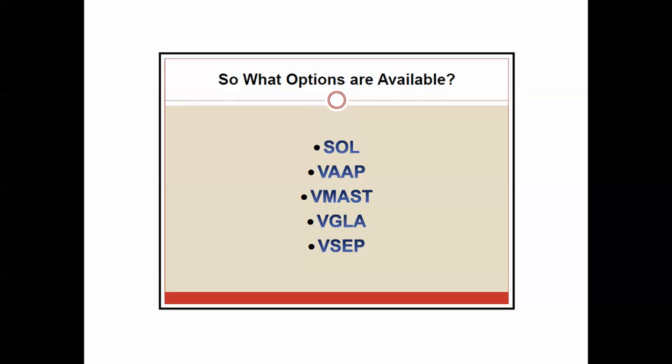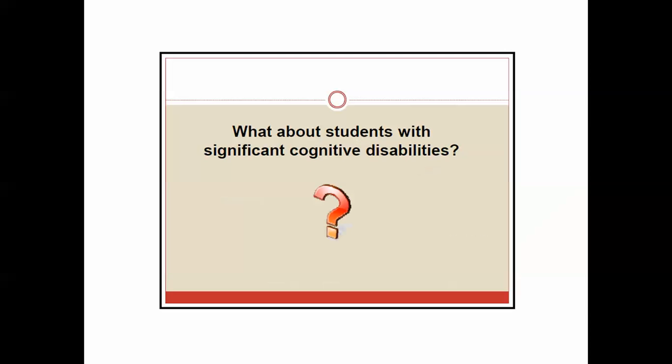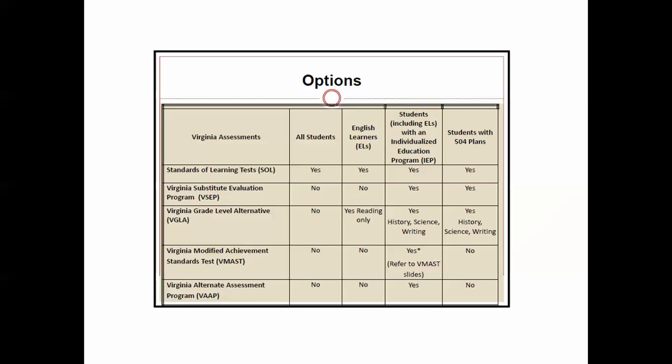So what options are available? Well, we know that there's the SOL, the VAAP, the VMAST for high school, VGLA for elementary school, and VSEP for high school as well. I missed one. So this chart looks at the options, which we just mentioned. And again, this is primarily about VAAP.